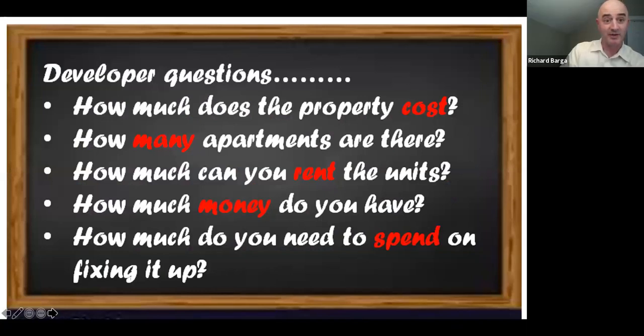If I'm a developer and I'm looking at that property, there are basically 5 essential questions that I want to ask myself, and they talk about this idea of a back of the envelope calculation. And you start thinking about how much does the property cost? How many apartments are in there? How much can you rent these units at? How much money do you have? And how much money do you need to spend on fixing them up? And those are all the dollar signs we went back to in the previous session. This is about dollars and cents.